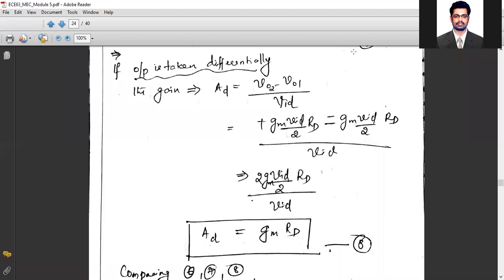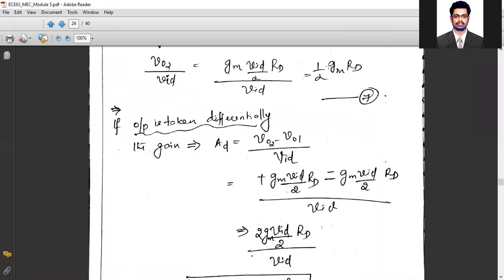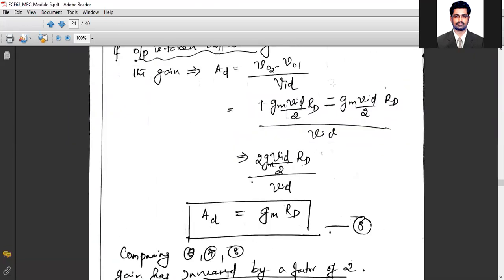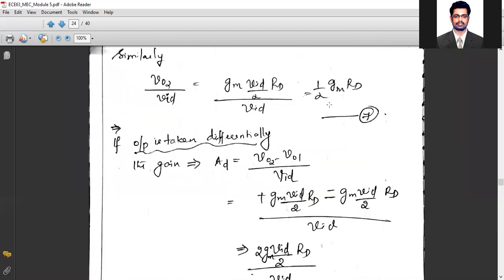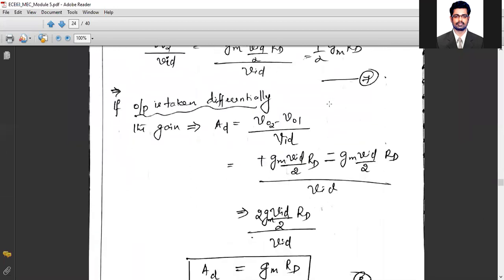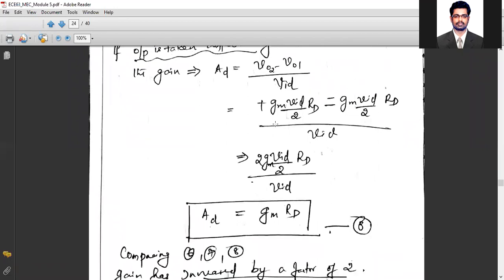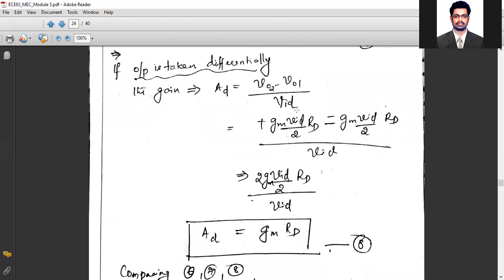Compare the differential gain: for the double-ended, you have gm into RD, and for the single-ended, you have half gm into RD, isn't it? So what is the comparison? For the double-ended, the gain is 2 times that of single-ended, isn't it? So for any differential amplifier, ideally we will go for double-ended output.